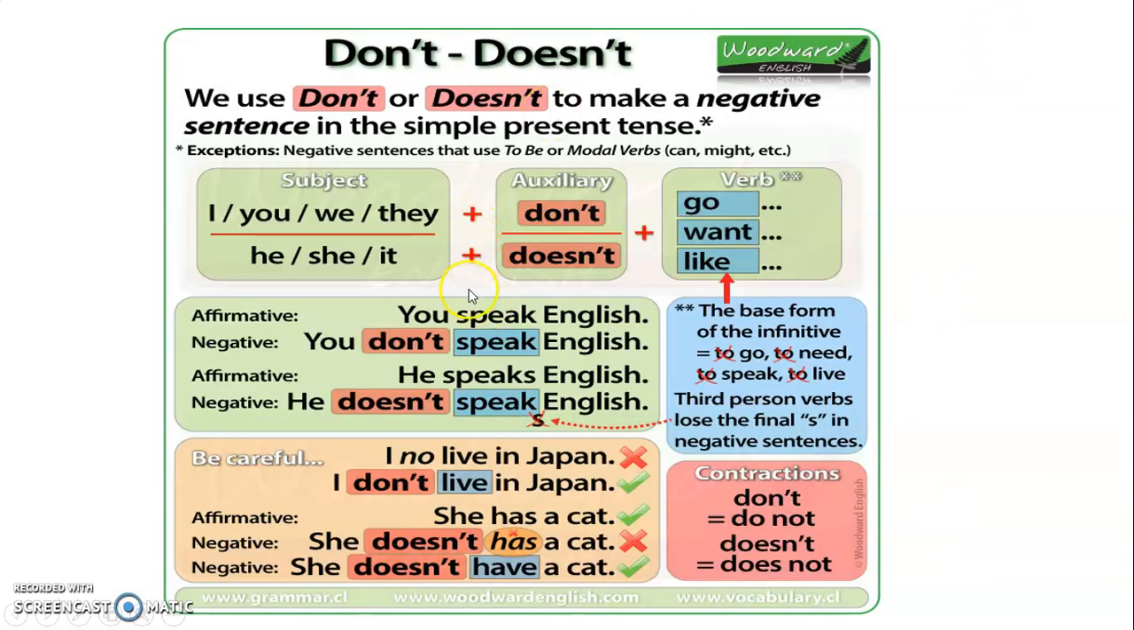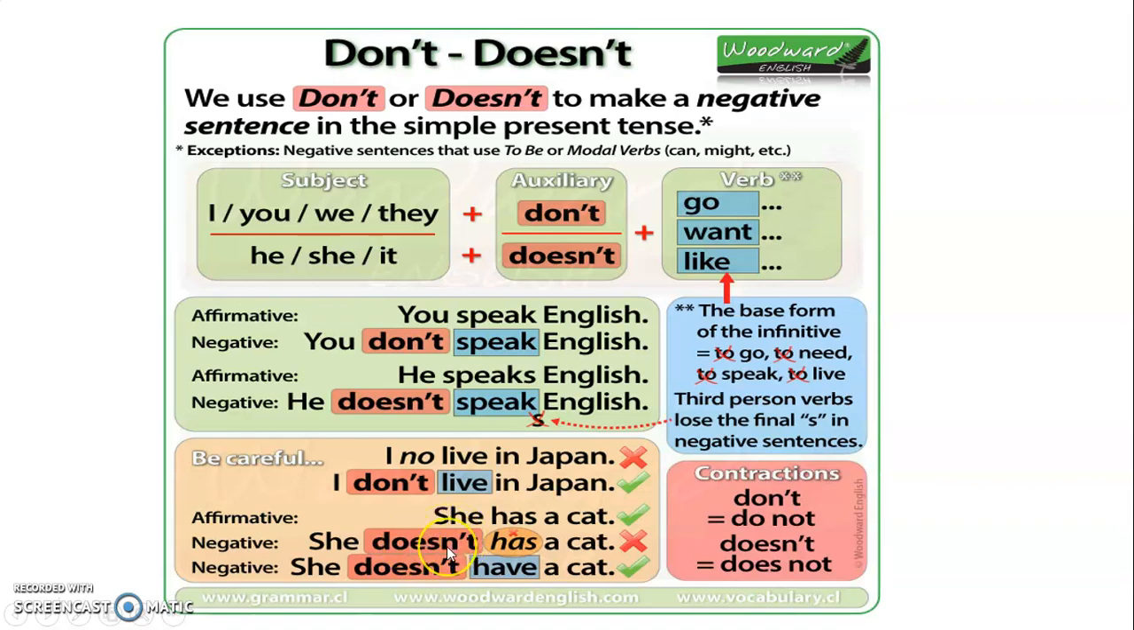Now, dear students, I want you to be careful with something. In the negative form, we don't say, I no live in Japan. This is wrong. We say, I don't live in Japan. This is correct. Also, we don't say, she doesn't has a cat. We say, she doesn't have a cat. Remember, we must not put an S here because we already have an S here.